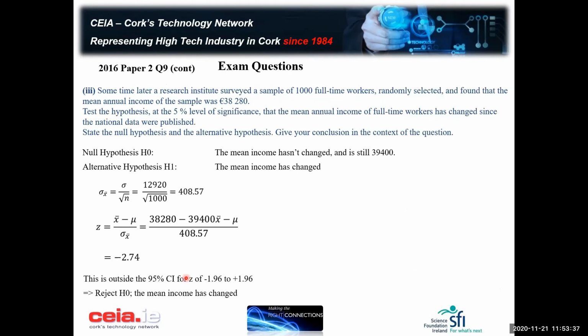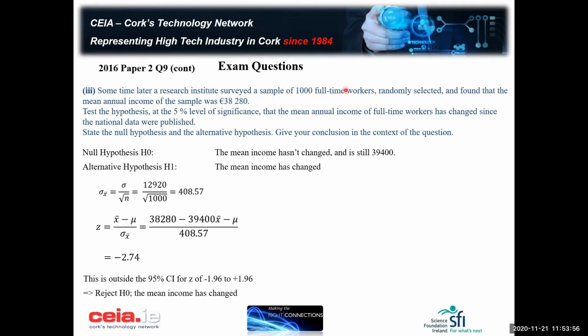Right. Okay, part 3. Now they're asking a slightly different question. Now they're talking about a sample. So now we look at the inference of sample means here.